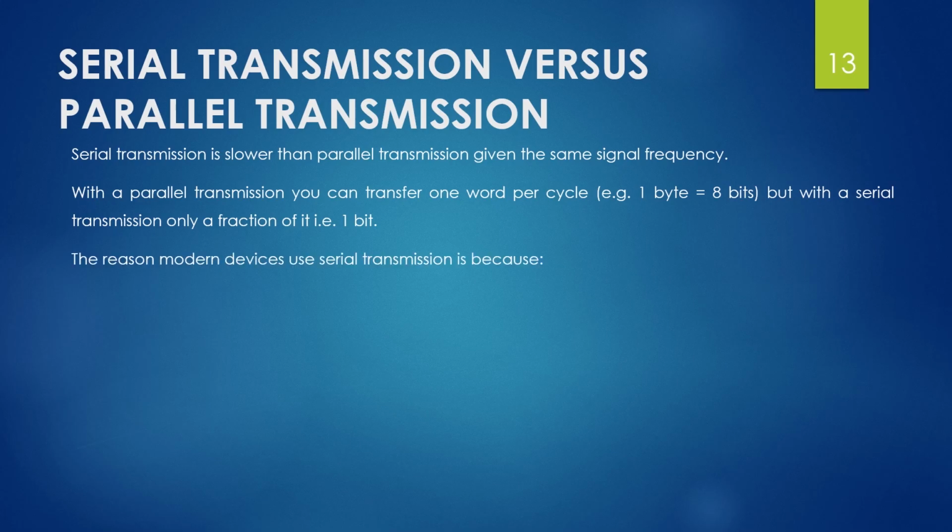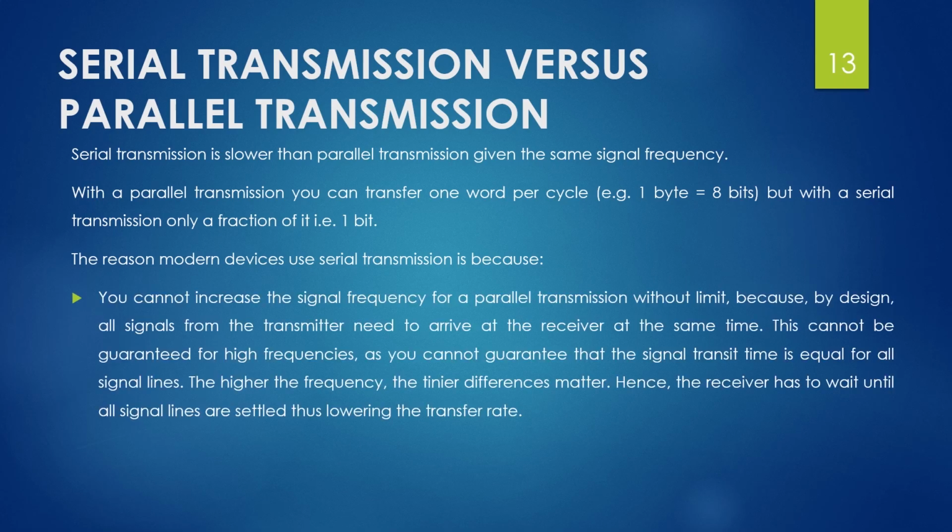The reason modern devices use serial transmission is because you cannot increase the signal frequency for a parallel transmission without limits, because by design all signals from the transmitter need to arrive at the receiver at the same time. This cannot be guaranteed for high frequencies, as you cannot guarantee that the signal transit time is equal for all signal lines. The higher the frequency, the tinier differences matter. Hence, the receiver has to wait until all signal lines are settled, thus lowering the transfer rate.